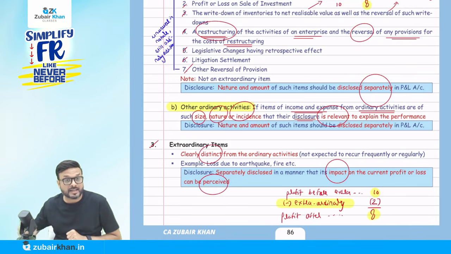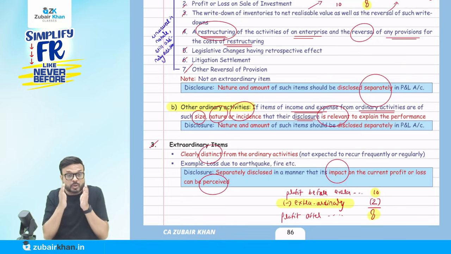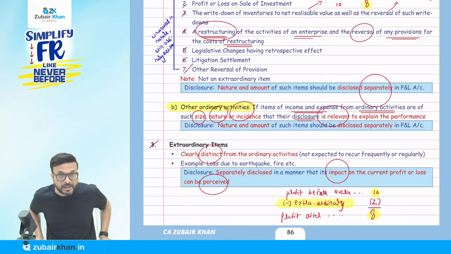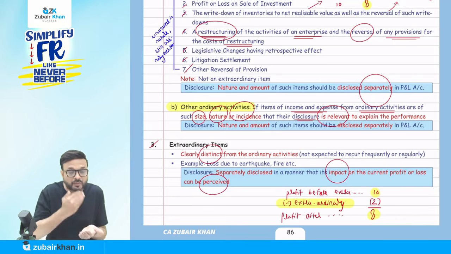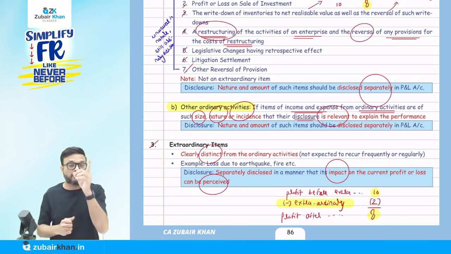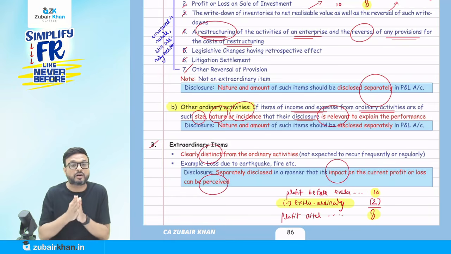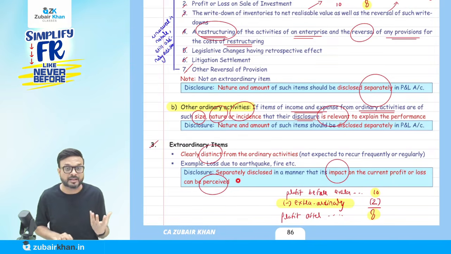So this is how you have to present the answer in the examination. You cannot say just "separately disclose." No. Separately disclose in a manner that the impact on the current year profit or loss can be perceived. So you have to write it down like this. What does it mean? You have to not just separately disclose, but disclose in a manner that I can see how that extraordinary item is affecting my profit or loss. Before the extraordinary item we have a profit of 10. After the extraordinary item, we have a profit of 8. This is how you have to write.